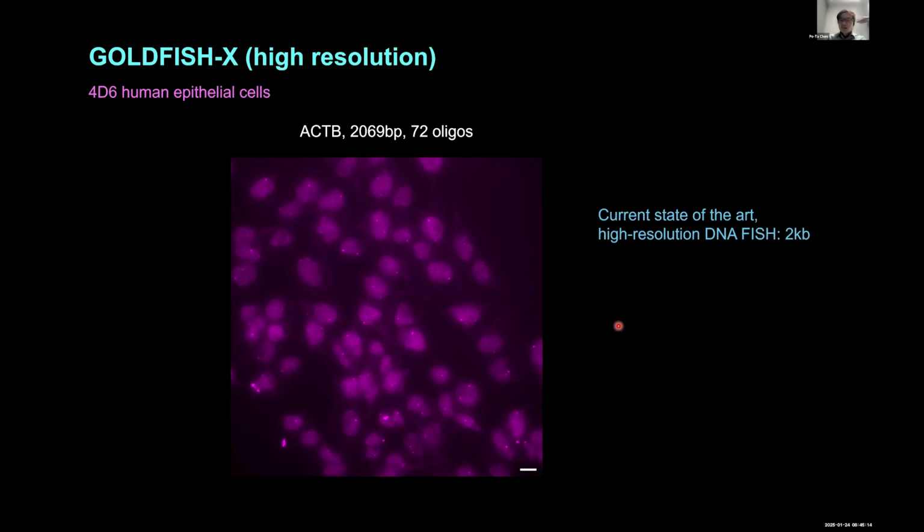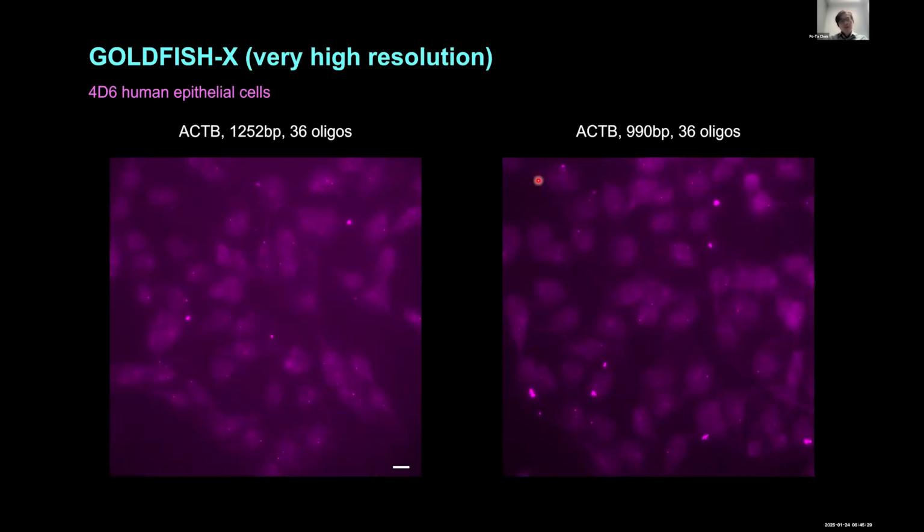I think the current state of our genomic resolution for DNA FISH is roughly 2 kb. We've been showing that the 2 kb labeling in our hands is pretty reliable. We can further shrink the length of the DNA segment that we label down to roughly 1 kb, 1.2 kb, and we can still reliably see the DNA FISH spots from these samples.